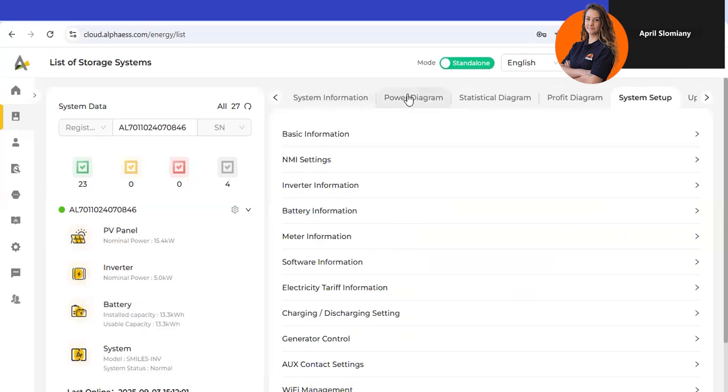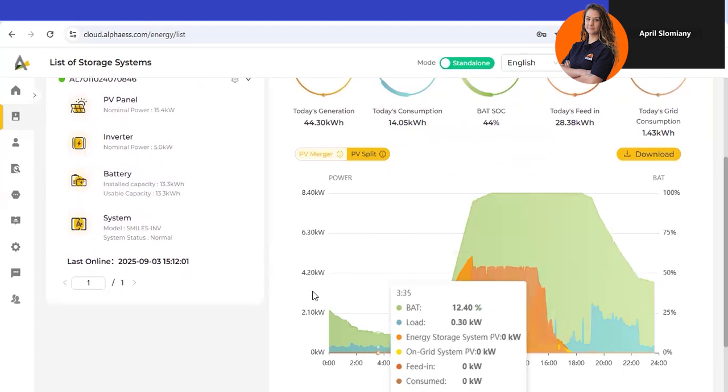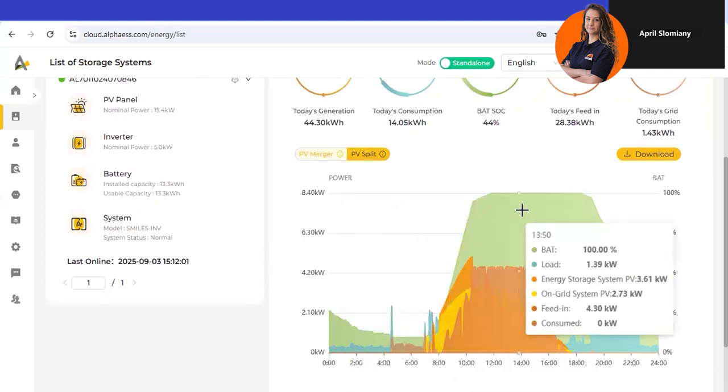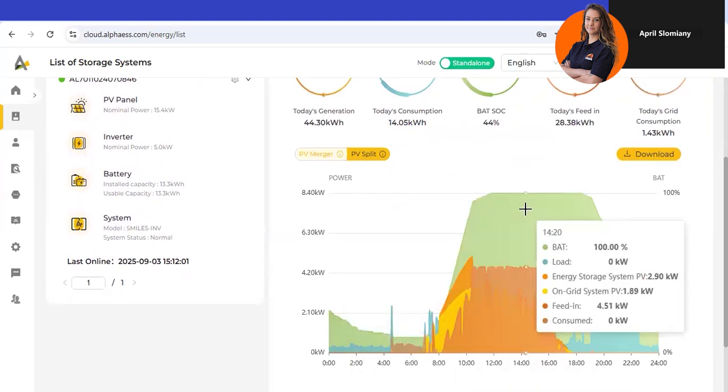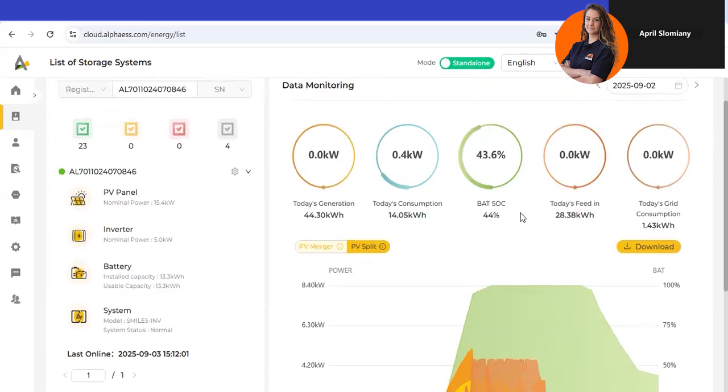So if we go back to our power diagram here, this customer is performing quite well. But if, for example, you are one of those customers who sees that your battery is depleted by 11 p.m. or midnight and isn't quite making it through to support you through the morning rush, what you can do is set up charge windows. So you can elect to draw power from the grid when it's cheaper, usually between the hours of 1 a.m. and 6 a.m.